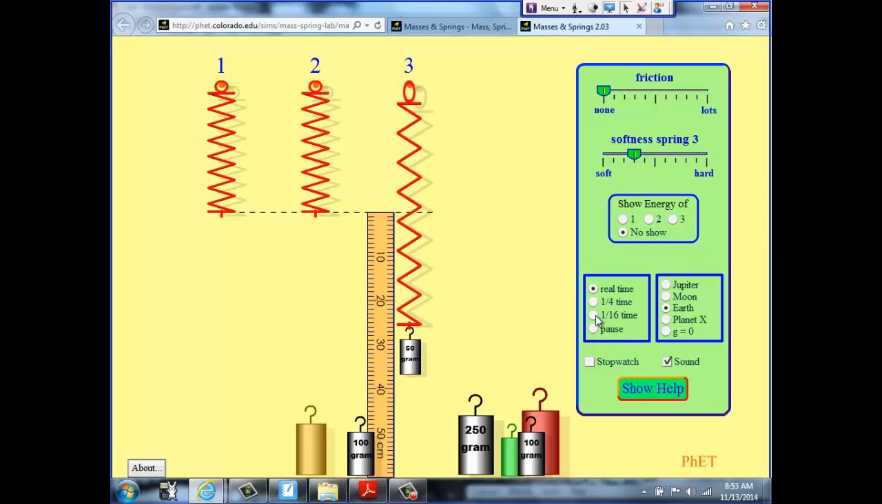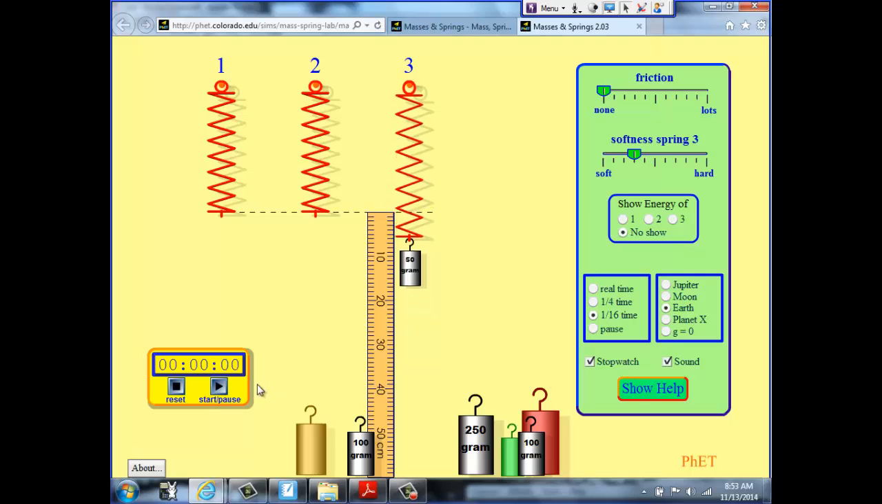To make this work a little better, I'm going to go down to 1/16th time, and I'm going to throw a stopwatch on. I'll start the stopwatch when it's at the bottom, and then we'll count it again when it gets back to the bottom again. Okay, so that would be 0.6 seconds. I'm going to do this a couple of times, just to make sure that I get the same value, because this is a little subjective.